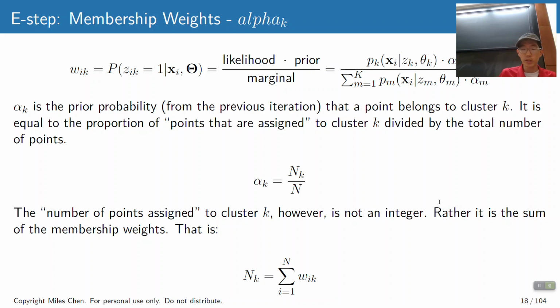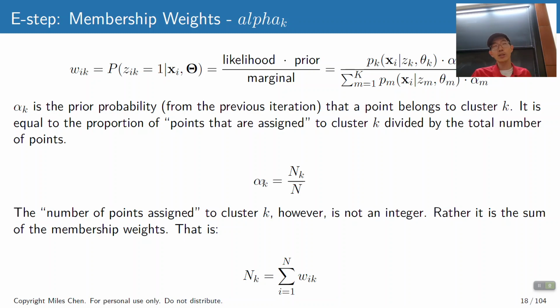Okay. Now, the alpha is our prior probabilities, which is kind of like how many points are assigned to each cluster. So if we have 1,000 points and 600 of them are assigned to cluster 1, our prior probability would be 0.6 for cluster 1. And if 300 are assigned to cluster 2, then our prior probability is 300 over 1,000, 0.3. But the thing again is we don't have direct cluster assignments. We don't say this point belongs to cluster 1 and this point belongs to cluster 2.